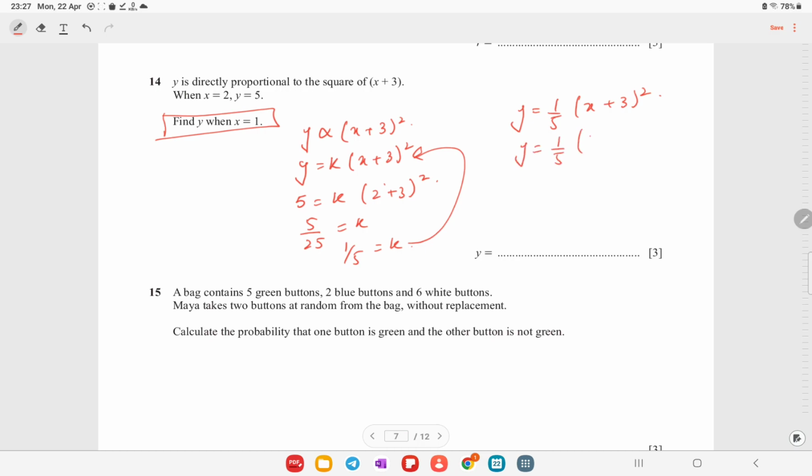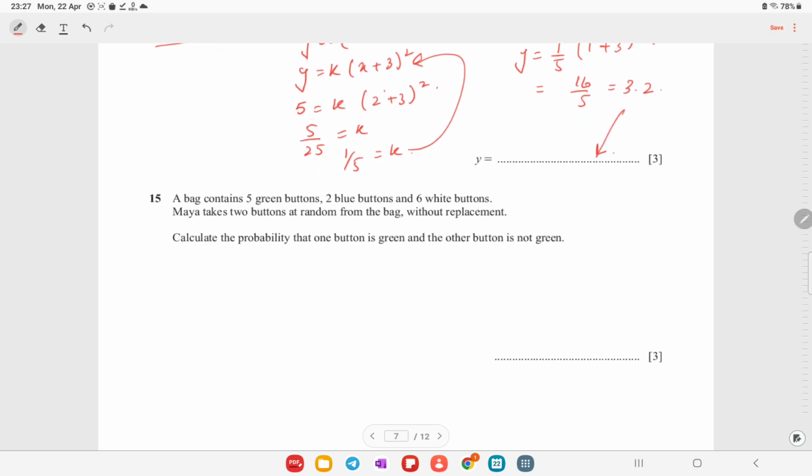1 over 5, (1 + 3) whole squared. So this is going to be 16 over 5. 3 plus 1 is 4, 4 squared is 16. 16 times 1 is 16 upon 5, which is going to be 3.2. So this is going to be the value of y over here.